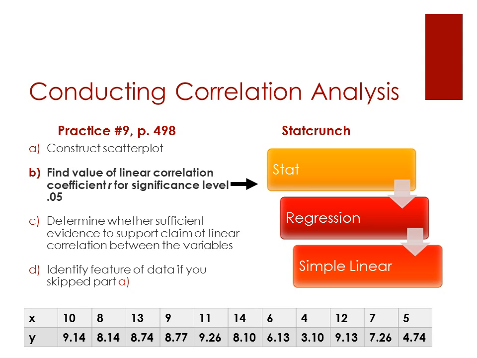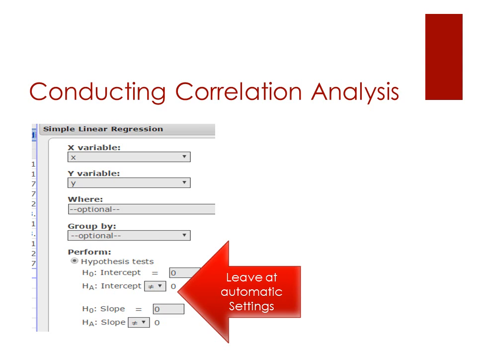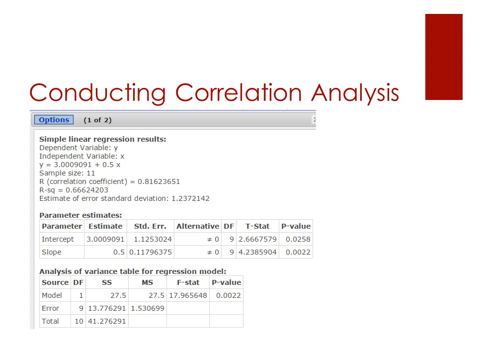So now that we've taken a look at that, we're going to find our value here. For doing this, you're going to go back with your data that you already have entered. You're going to open up the option for Stat, then the option for Regression, and then Simple Linear. Once you have that open, you're going to select your variables and leave it at the automatic setting, so you don't need to change anything for the hypothesis testing. For this, we're just going to keep it where it's set automatically. And you should get an output that looks like this.